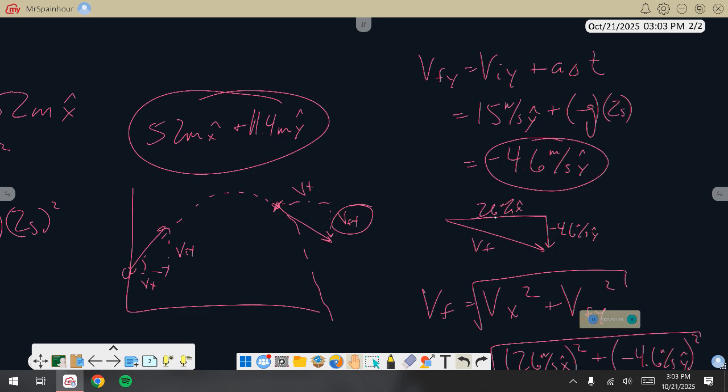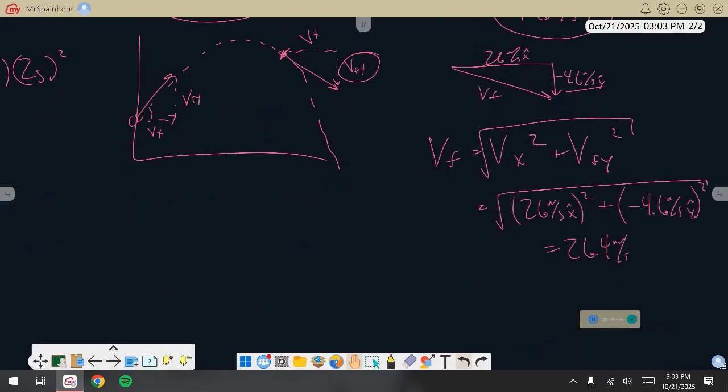But this is 26, this is negative 4.6, so does the ball land at negative 4.6 meters per second? In the y it does. It's also going in the x, 26. So we have to combine them together, and the only way to combine them is the Pythagorean theorem. After you do the Pythagorean theorem, since 26 is so much bigger than negative 4.6, it makes sense that it's not that much different. It's also not that far past the beginning. So yeah, it's mostly 26 meters per second at that spot.